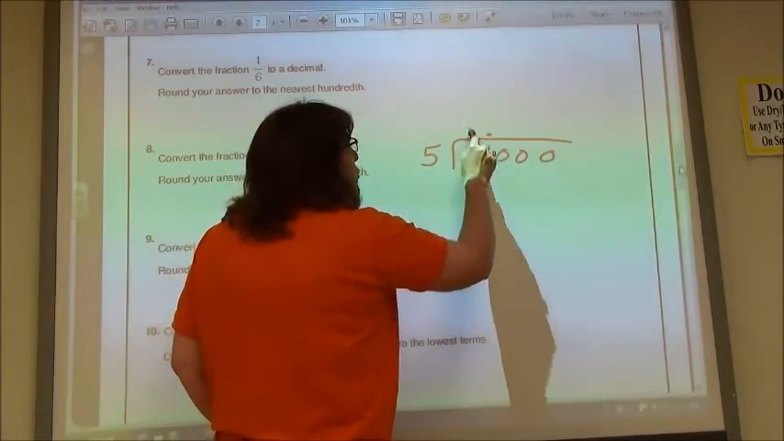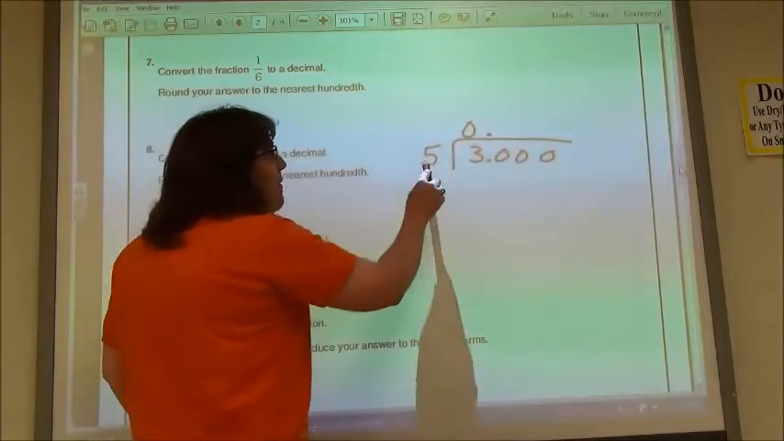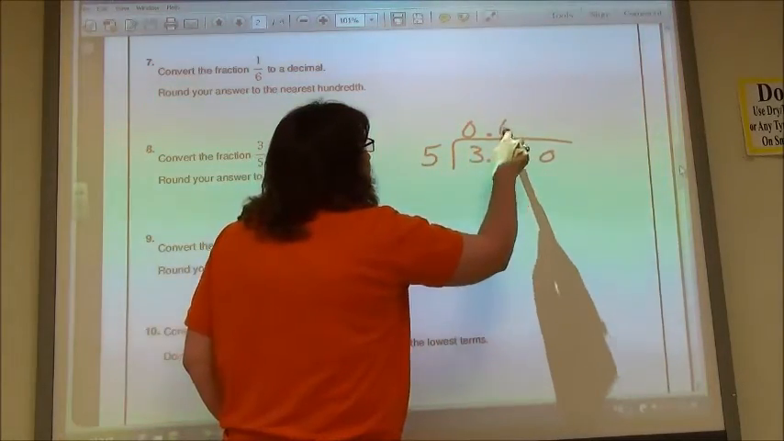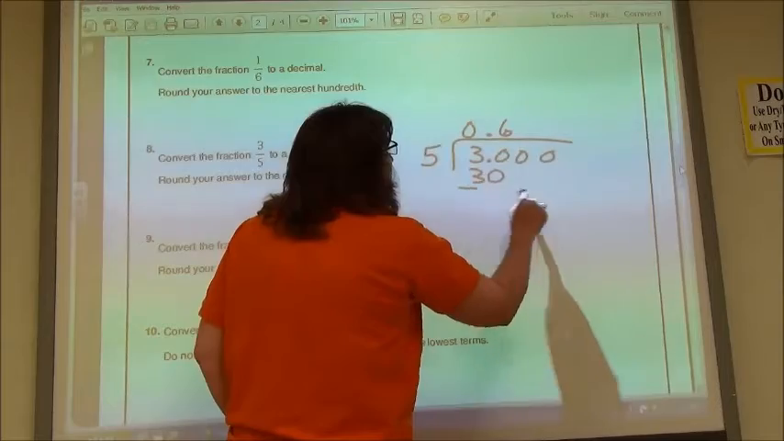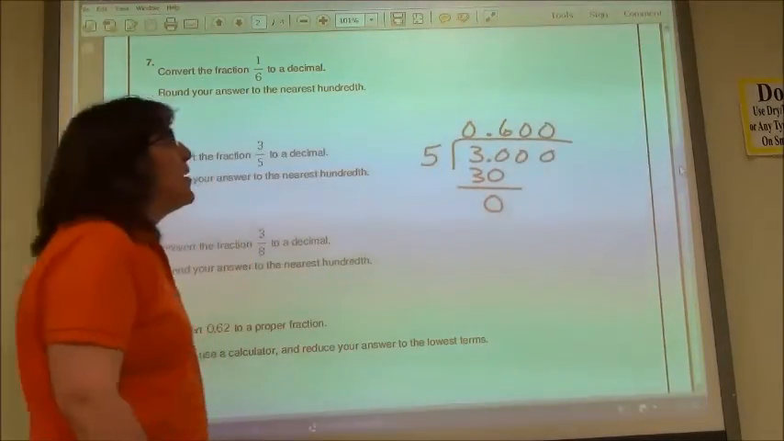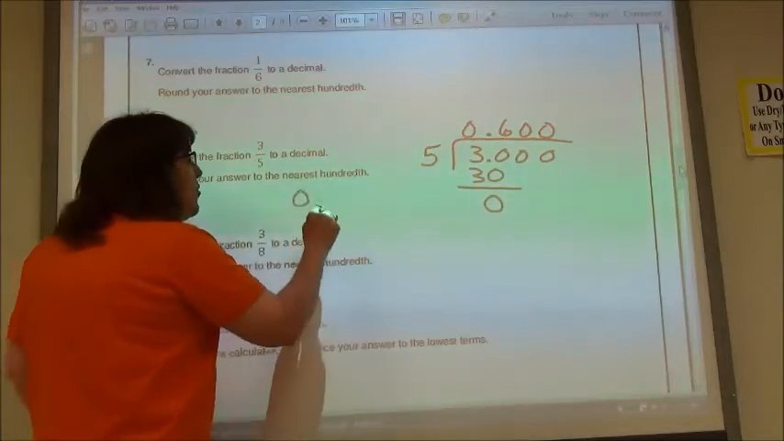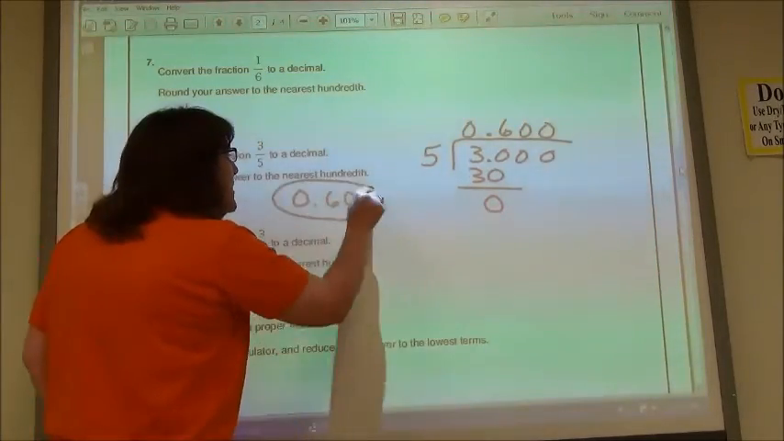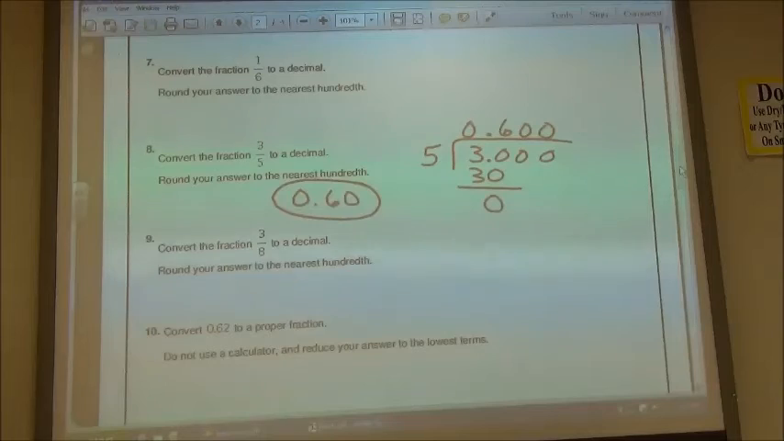5 doesn't go into 3, so I'm going to put a 0 up there. 5 goes into 30 6 times. 5 times 6 is 30, and I get a 0, which tells me I'm going to have a 0 and a 0. So when I round that off, I'm just going to have 0.60. When it says round to the nearest hundredth, they do like you to show that hundredth spot. Instead of saying 6/10, we have 60 hundredths. So 3 divided by 5 on my calculator, I get 0.6, but I have the 0 there to show that I did go to the hundredth spot.